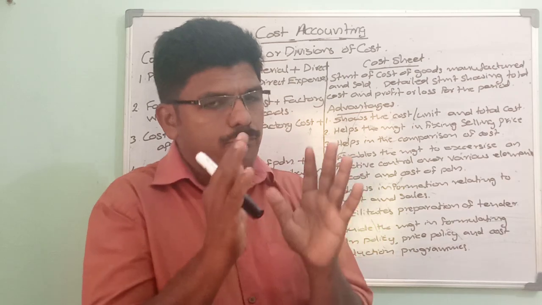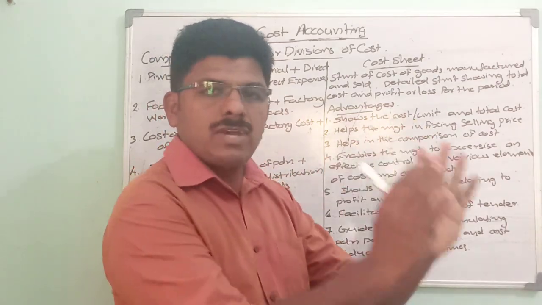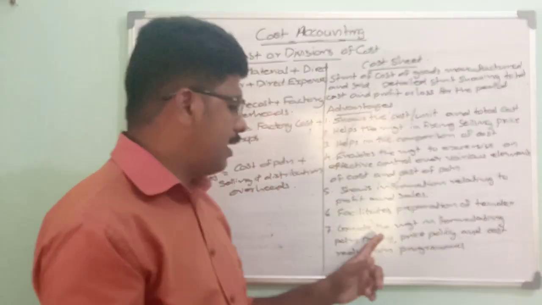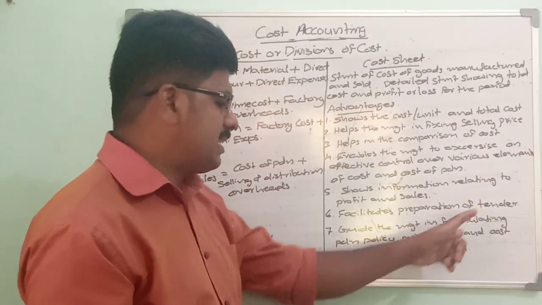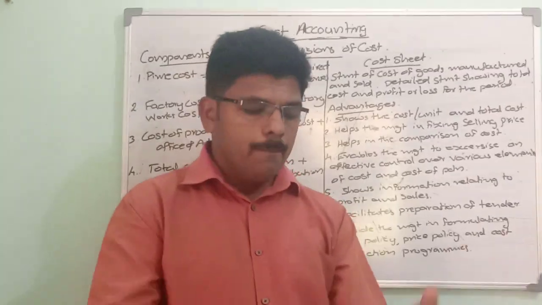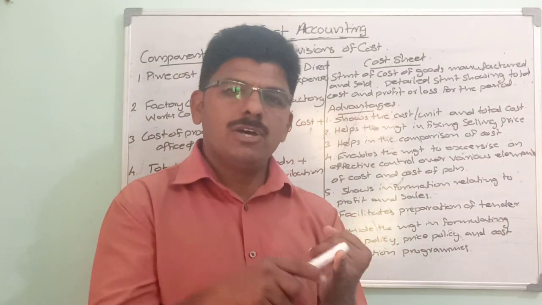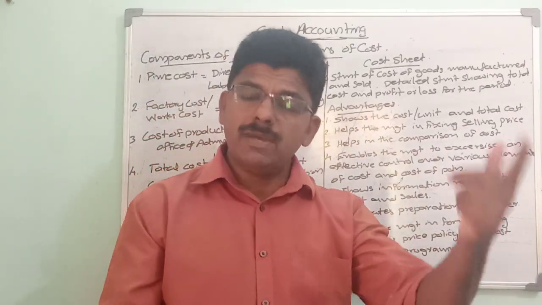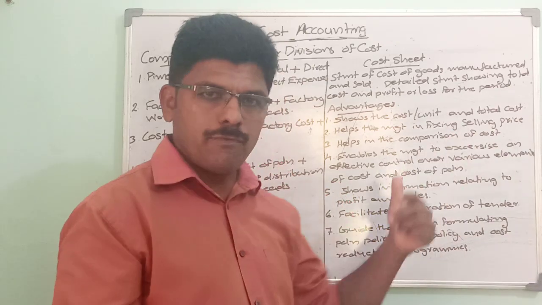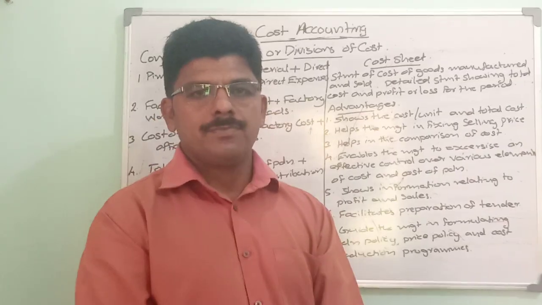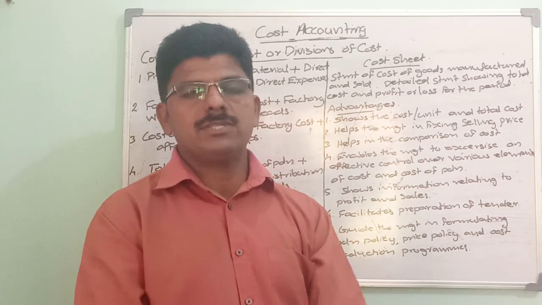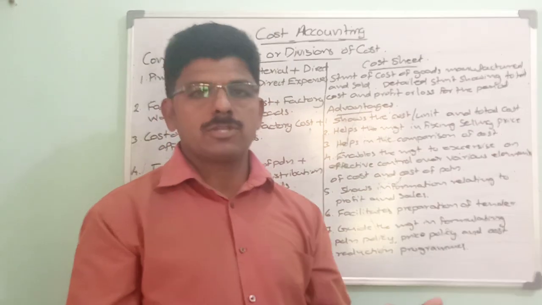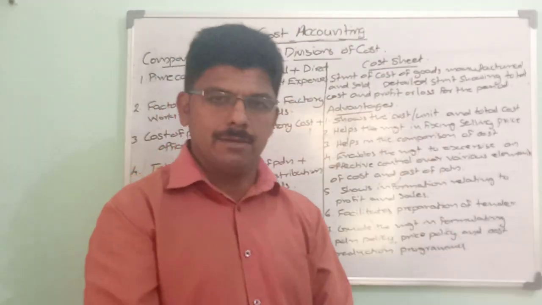Number 7, last one, guide the management in formulating production policy, price policy, and cost reduction programs. Of course, it is a very, very good system to help the management in formulating the policies regarding the production, price, and cost reduction programs. Production policy can be determined, how many units would be produced in the next year or next month. We can estimate those requirements on the basis of present and past data. So the cost accountant can estimate in advance the production policy, or they can suggest to the management about the formulation of a production policy for the next month or next period, next year.